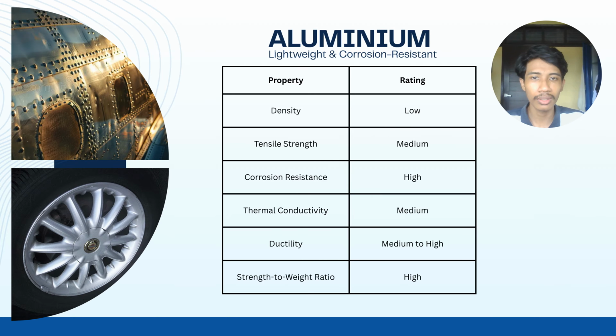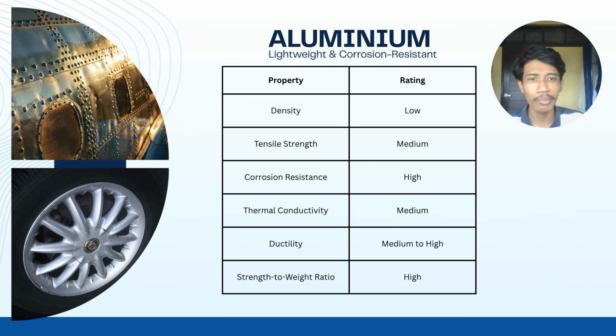Now, let's discuss aluminium, a material prized for being lightweight and corrosion resistant. As shown here, aluminium has low density, about 3 times lighter than steel. It has high corrosion resistance thanks to its natural oxide layer. Its strength to weight ratio is high, though its tensile strength is only medium. Thermal conductivity is medium, useful for cooling applications, and ductility ranges from medium to high for forming complex shapes.